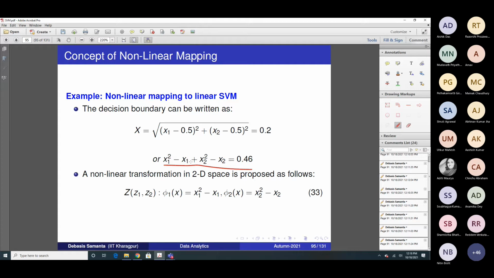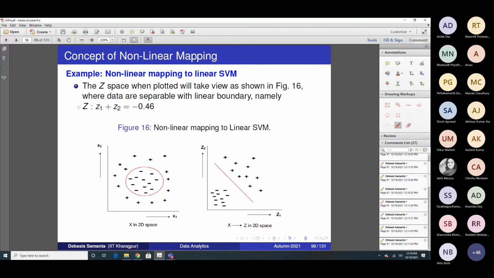And then the Z transformation I can apply here. This is Z1 and this is the other value, Z2. So phi 1 of x is equal to this one, which is Z1, and phi 2 of x, x2 square minus x2, is equal to Z2. So this equation can therefore be expressed in the Z form, which looks like this. This is the equation in the Z dimension.